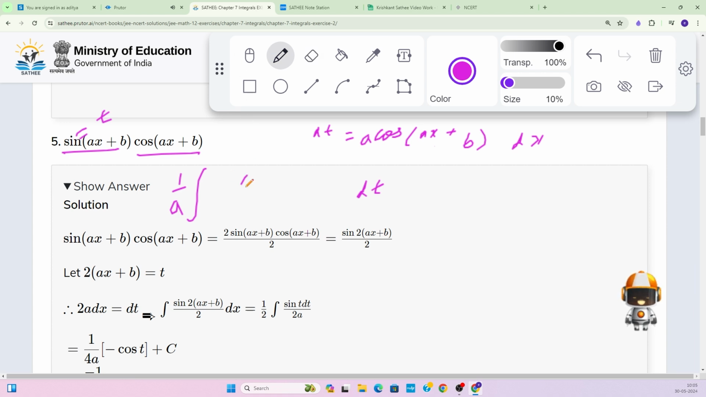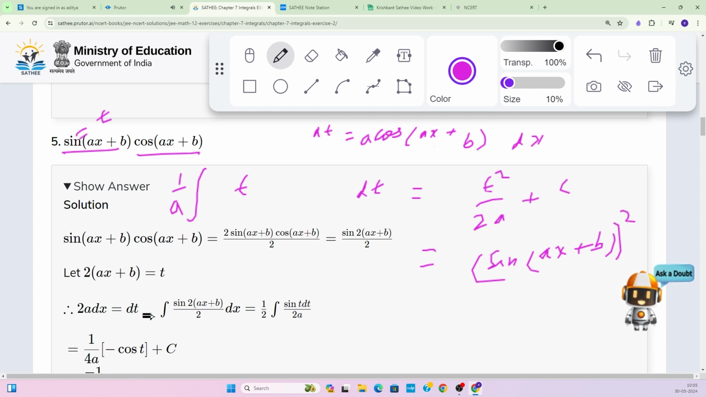Now this will be t square by 2a plus some constant. t will be sin(ax plus b). So your final answer would be sin(ax plus b) whole square by 2a plus some constant. So this is the answer if you take sine equal to t. Now please try for this also. If you take this as your t, then what will be your answer?